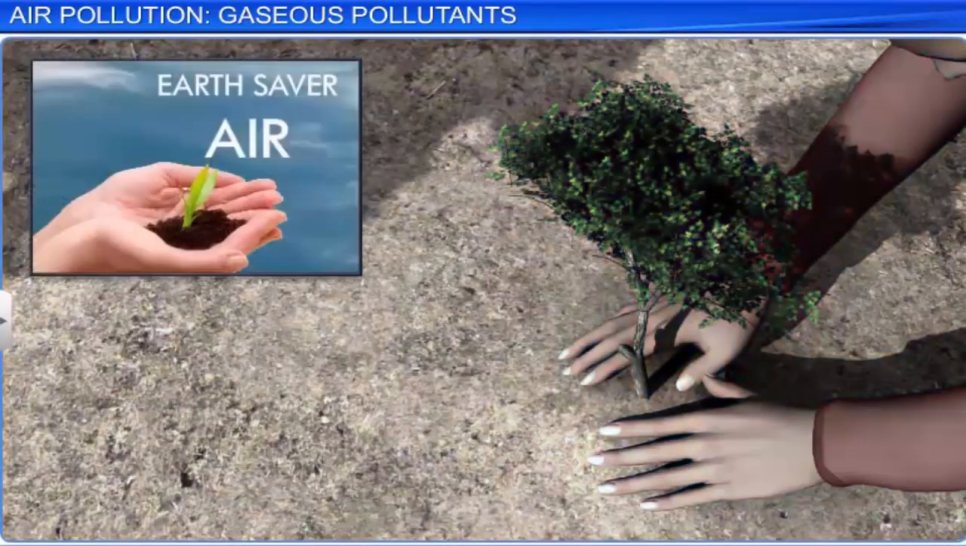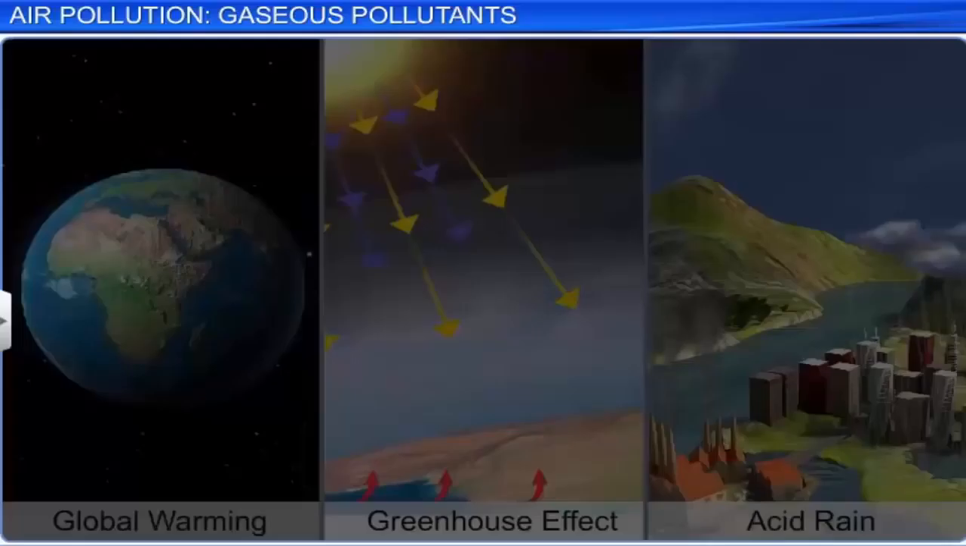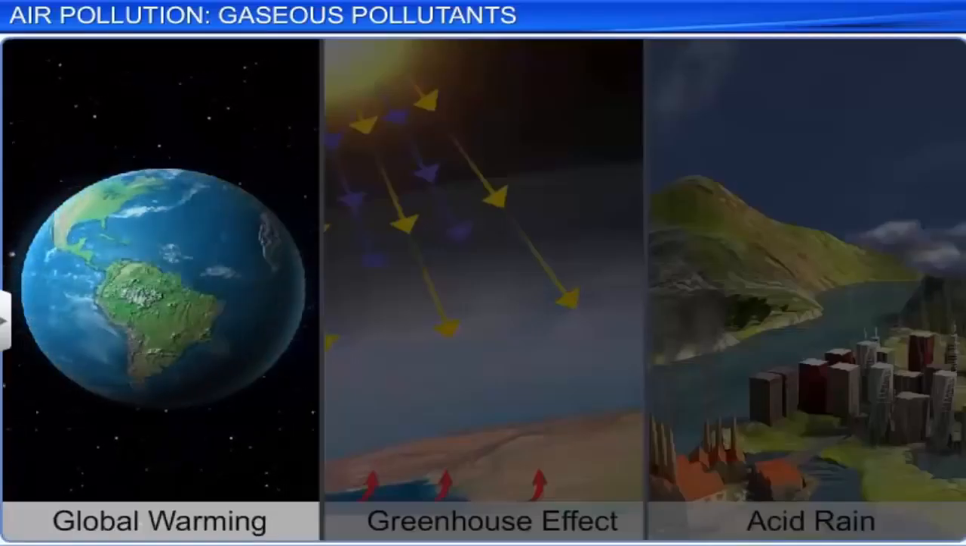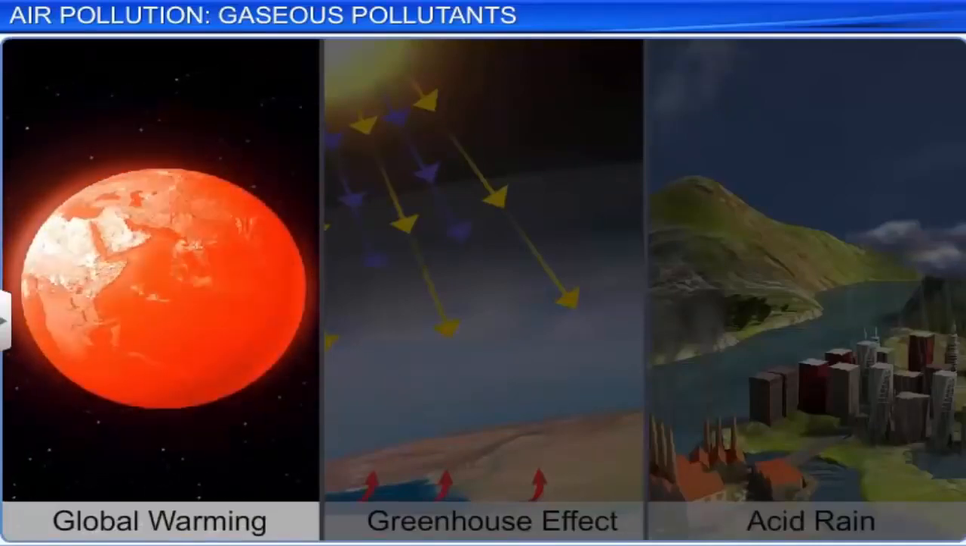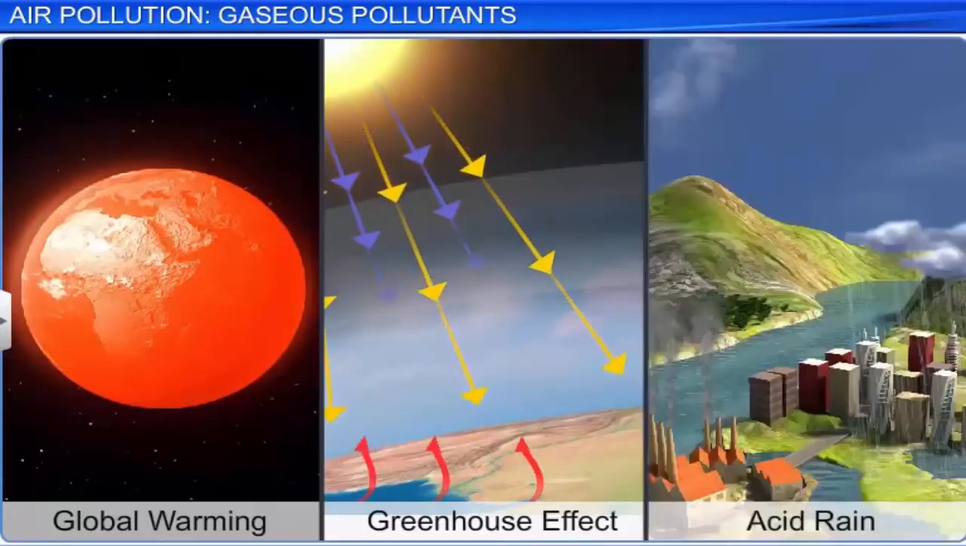Pollution has been a matter of concern for long, and of late, atmospheric or air pollution has taken the center stage of scientific concern. The much talked about terms, such as global warming, the greenhouse effect, and acid rain are some outcomes of air pollution.